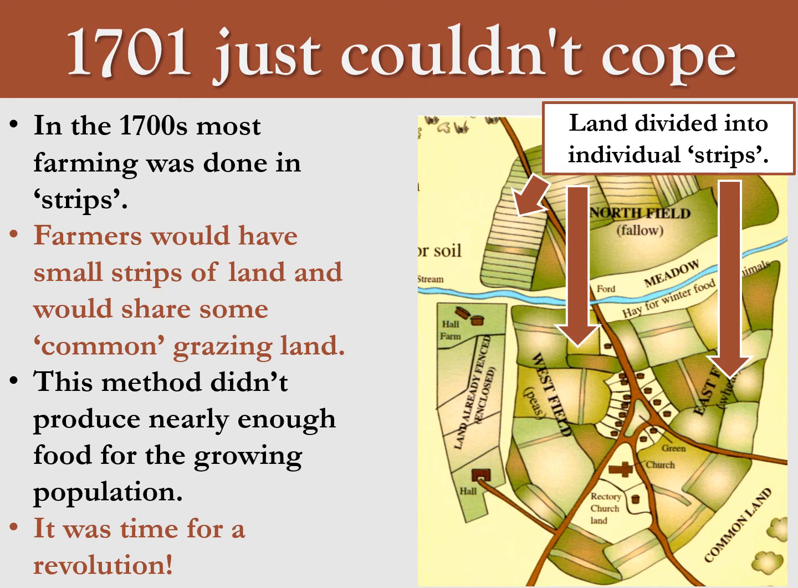This method didn't really produce enough food for this growing population. There was enough food for the farmers to provide for themselves and to provide for some of the population, but certainly when the population doubles and triples, this was not enough. This could not cope. So it was definitely time for a revolution in farming.